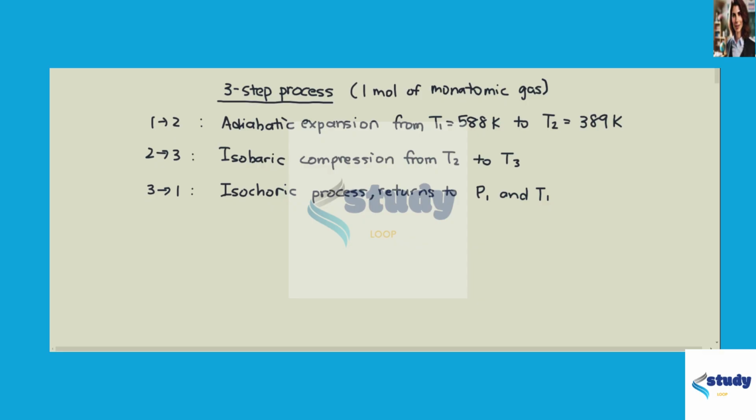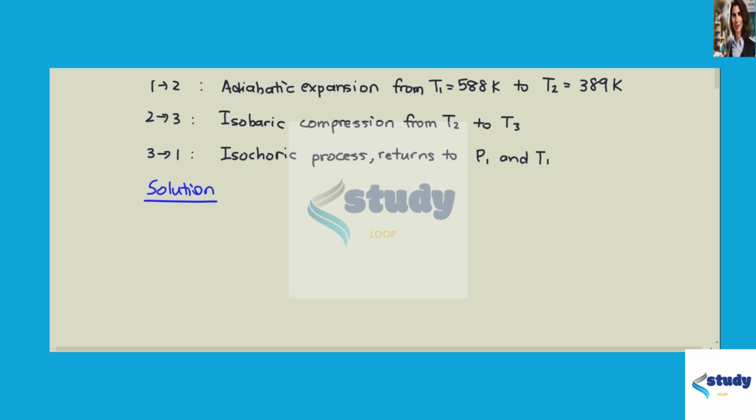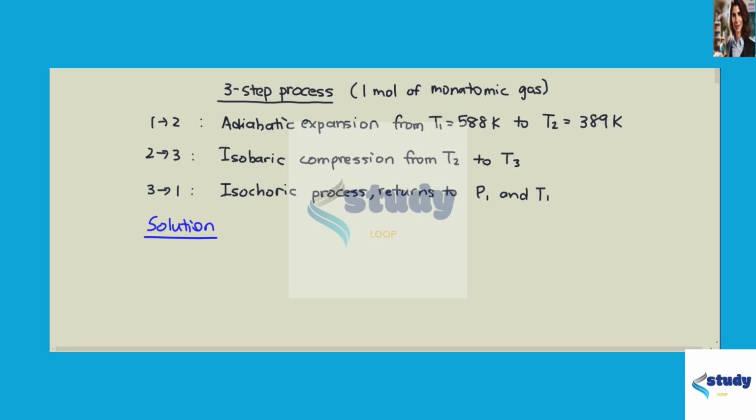In part A, we need to plot a PV diagram for these processes, and in part B, we need to find T3. In part C, we need to find delta E internal, W and Q for each process, and also for the whole cycle in part D.